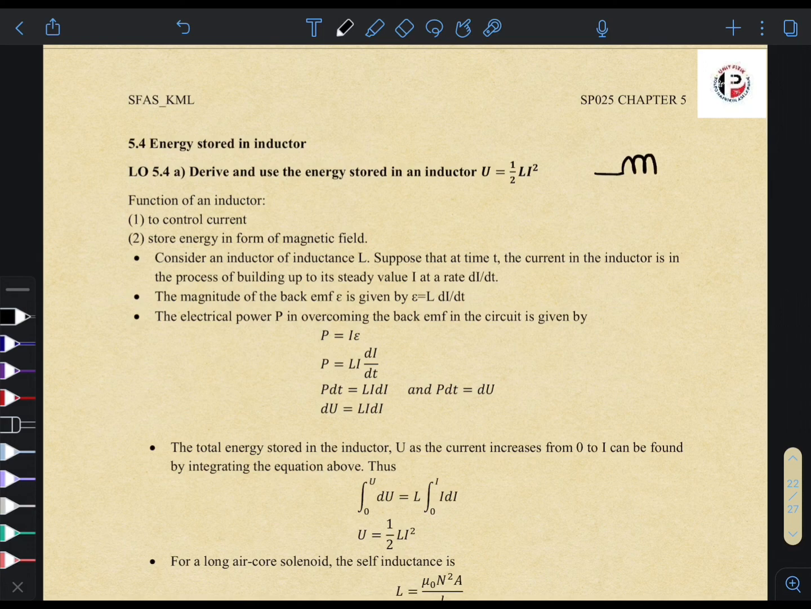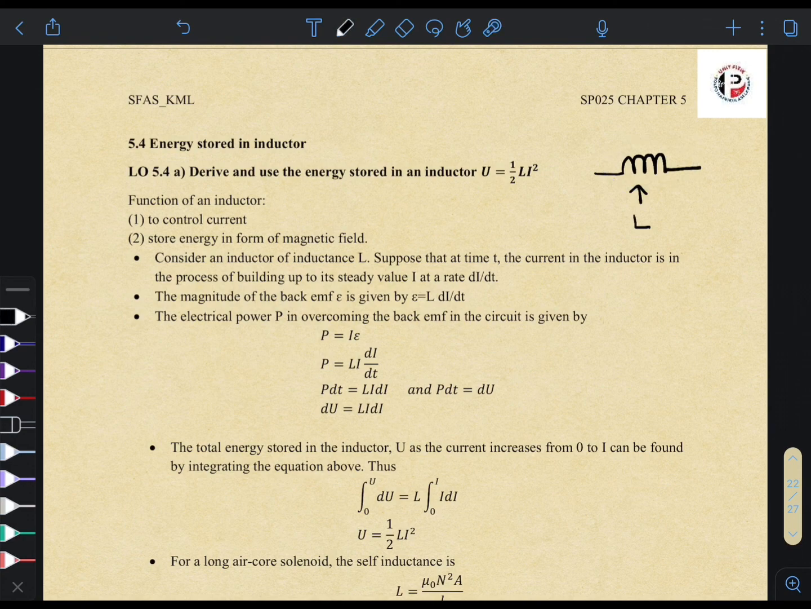So inductor is known as a device that can store energy in the form of magnetic field, and this is the symbol of inductor in our circuit. However, here we have two functions of an inductor. The first one is to control the current that is going to pass through here, and also to store energy in the form of magnetic field. So basically it will store magnetic field.